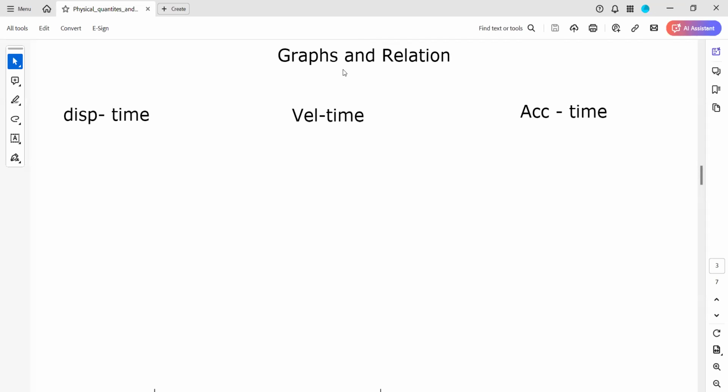For example, if a displacement time graph and you need a velocity time graph. From displacement time graph, you need a velocity time graph. What you will do, how you will relate, you will check the slope, the gradient or the slope. If velocity time graph and you want acceleration time graph, what you will do, you will relate the slope.